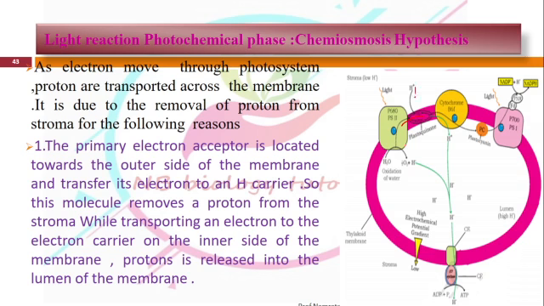What is the reason behind it? Why are protons removed from the stroma? The primary electron acceptor is located towards the outer side of the membrane, and it transfers its electron to an H carrier. This molecule removes a proton from the stroma while transporting an electron towards the electron carrier on the inner side of the membrane, and the result is that the proton is released into the lumen.